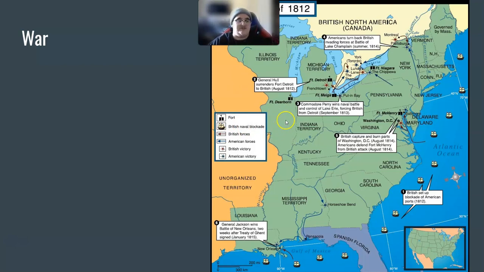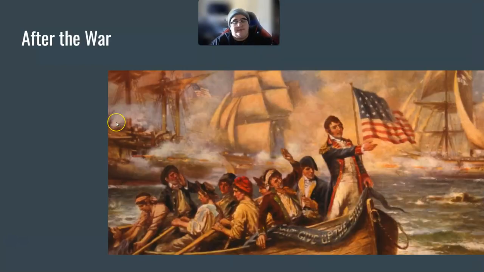This gave Andrew Jackson a lot of street cred, basically, with the colonists, as he grew in popularity as they saw him as a war hero. The war lasted from 1812 to 1815 with a lot of little mini battles in between, but these three are three of the most important ones as they had the biggest impact on both sides of the war.